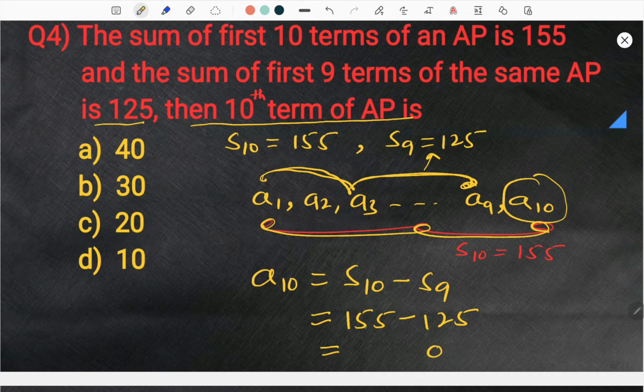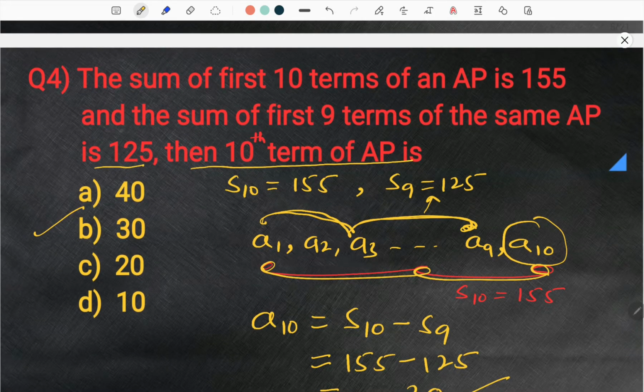Alright, so S10 is nothing but 155 minus S9 which is 125, and the answer is 30. So here is the option. Very important question it is, very conceptual. It can be asked for MCQ. So make sure that you are doing this.